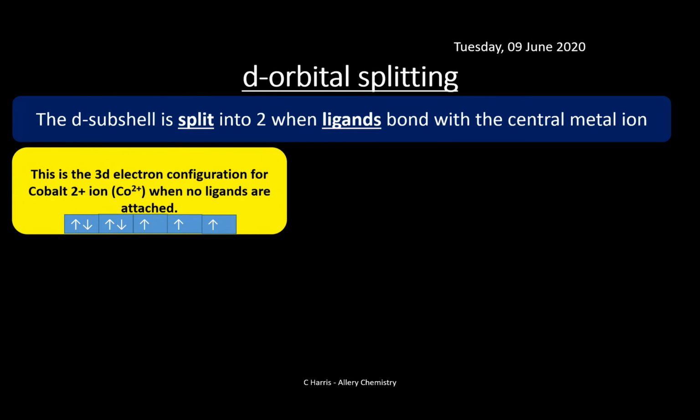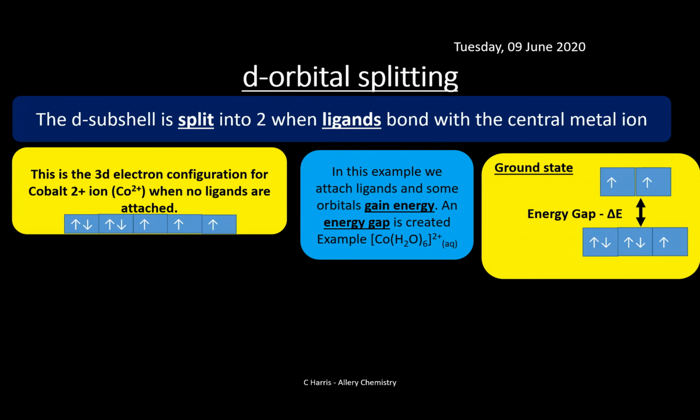So this one's cobalt 2+. This is just hypothetical, saying that we have no ligands attached. Then the d orbital is actually in a nice, neat, linear arrangement like this. So there's no splitting of that d orbital. But the moment we add a ligand to it, something weird happens here. And what happens is the d orbital actually splits into 2, as you can see there.